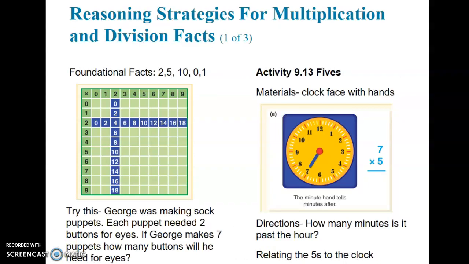A good place to begin multiplication facts is 2's, 5's, and 10's. These facts connect to students' experiences with skip counting and addition doubles. Facts that have 2 as a factor are equivalent to the addition doubles and should already be known by students. 2 times 7 is the same as 7 plus 7.